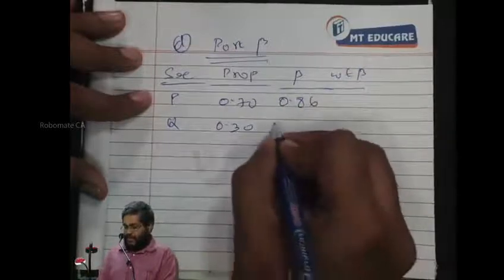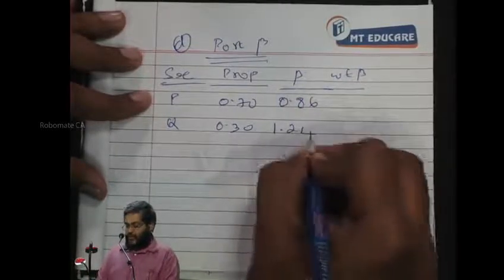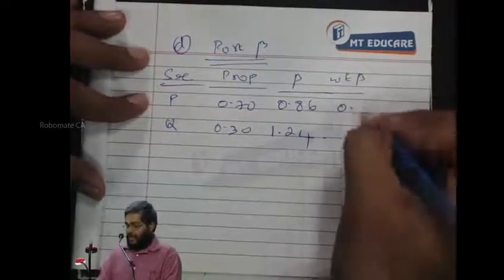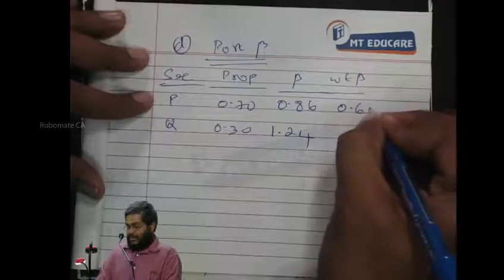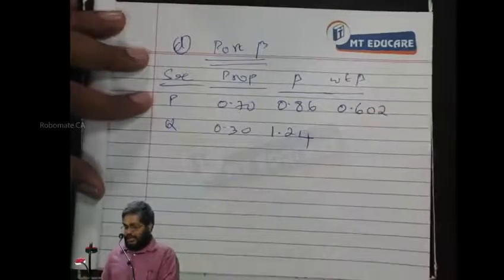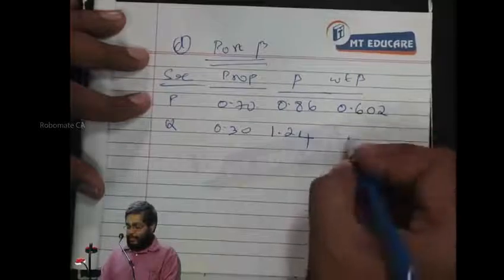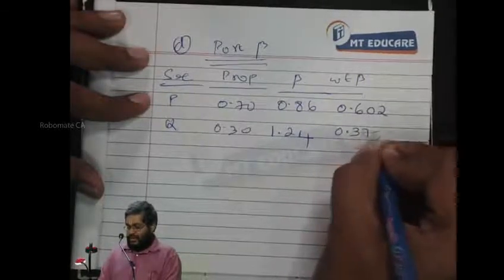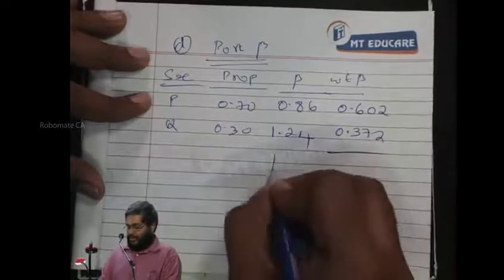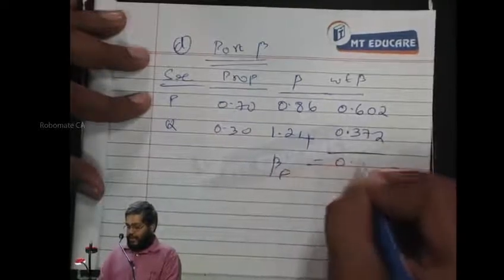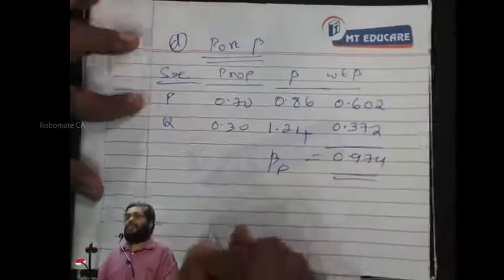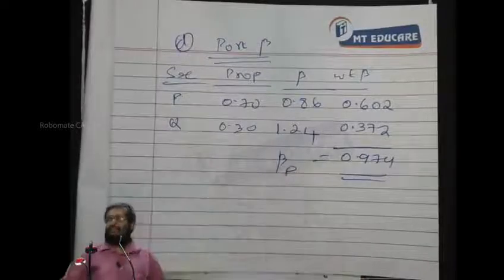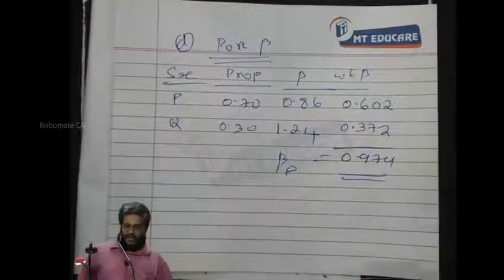Q beta is 1.24. 0.7 into 0.86 is how much? 0.602. Okay, 0.602. 0.3 into 1.24 is 0.372. Total, what is the portfolio beta? 0.974. The portfolio beta is 0.974.